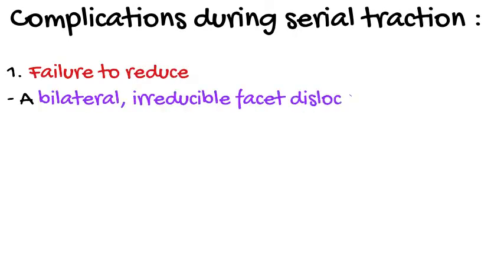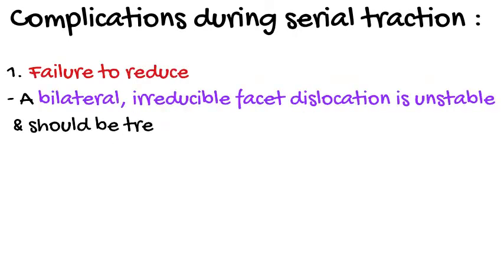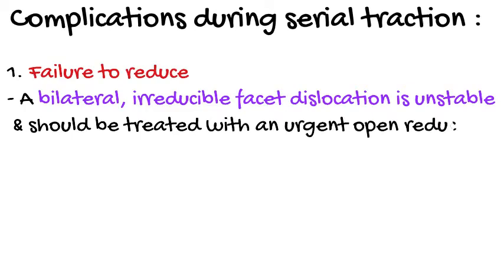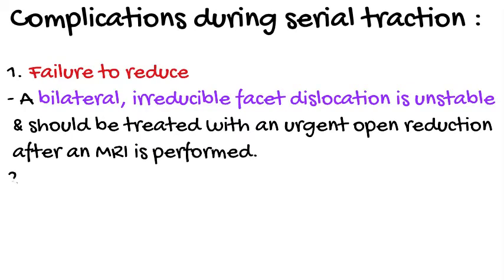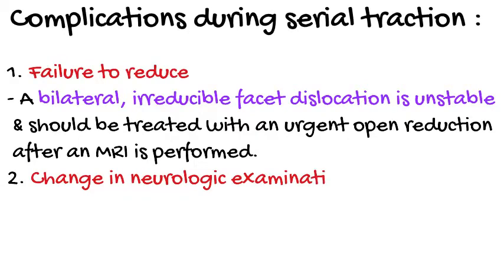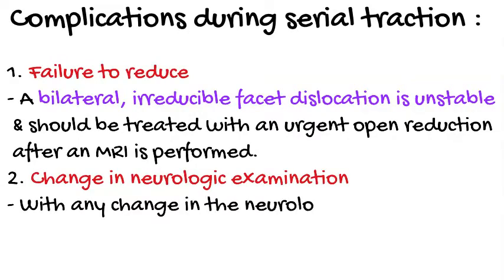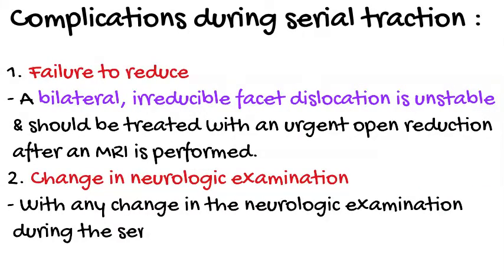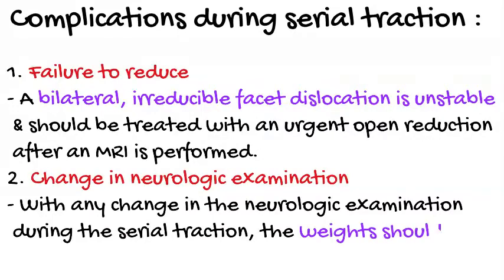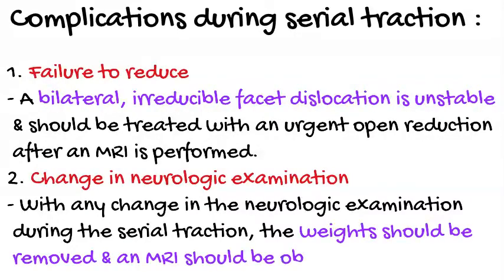A bilateral irreducible facet dislocation is unstable and should be treated with an urgent open reduction after an MRI is performed. Number 2. There is a change in neurologic examination. With any change in the neurologic examination during the serial traction, the weight should be removed and an MRI should be obtained.